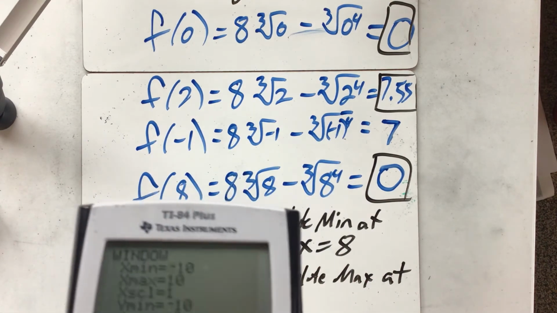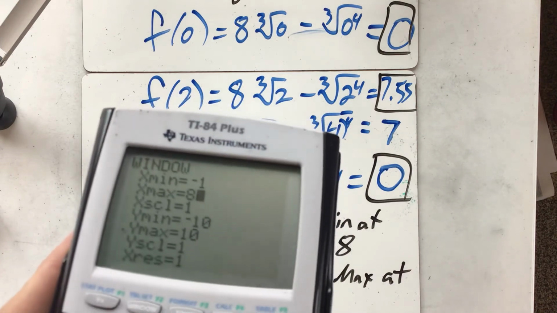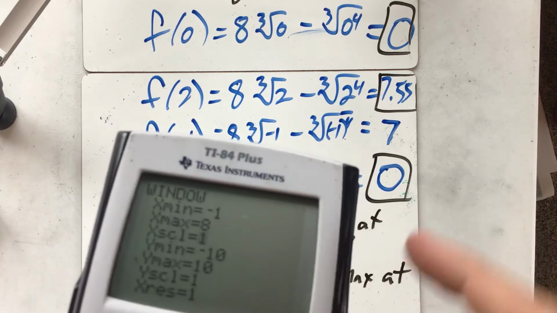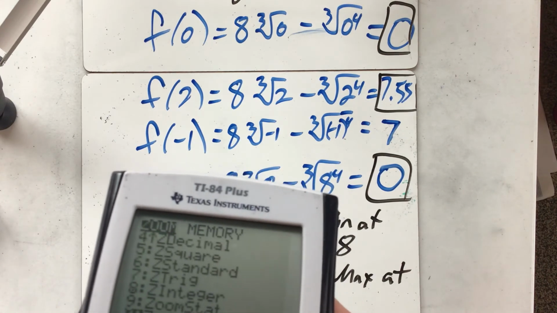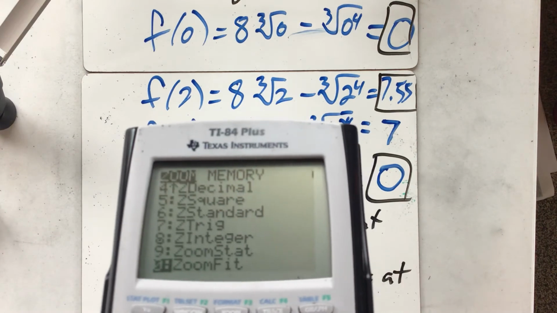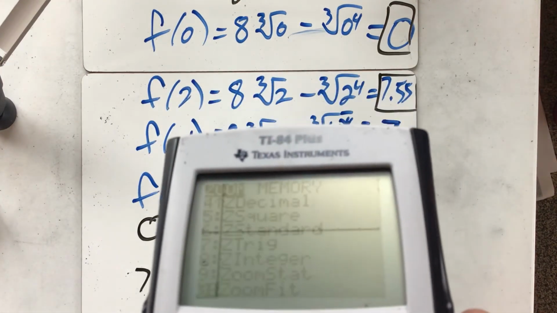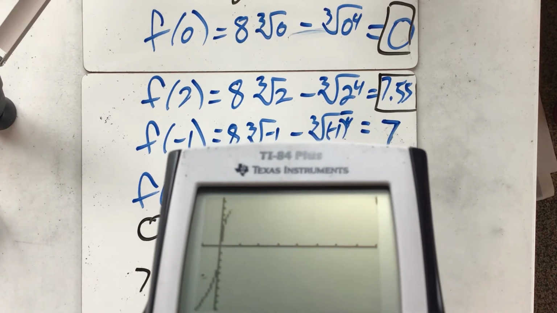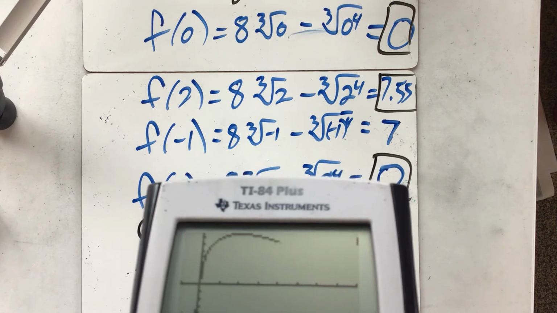Let's grab my window, and I only want to go from -1 to 8, so I'll make my window -1 to 8 so I can see the whole picture. And then the last thing I'm going to do is use this button called Zoom Fit. What Zoom Fit does is it takes your window and automatically scales the equation to be the right size on that window. So here's our -1. We come up. There's that.